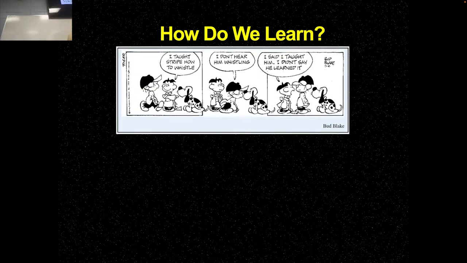So this was a little cartoon strip out of one of the pieces that I read for putting this together. You can see the two little boys and a dog. One boy says, I taught Stripe how to whistle. The other boy says, I don't hear him whistling. And he said, I taught him. I didn't say he learned it. What I'm doing right now is teaching. At the end of the hour, I'm done. And I've done my job. And I hope I've done it well, right? But that doesn't mean that you've learned it, right?